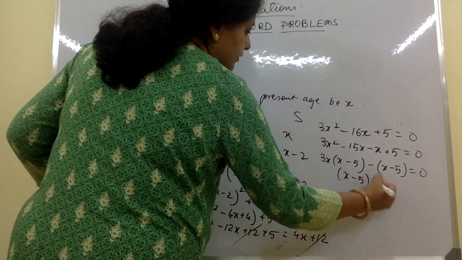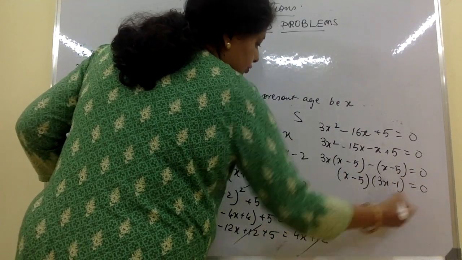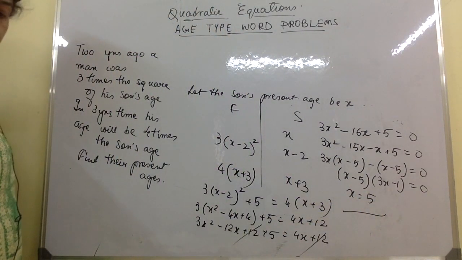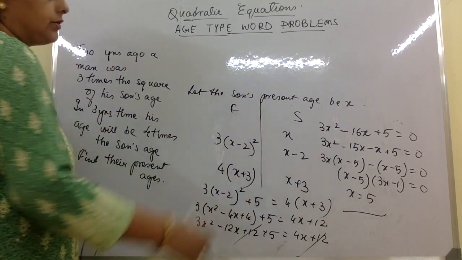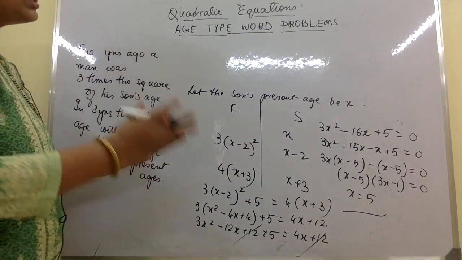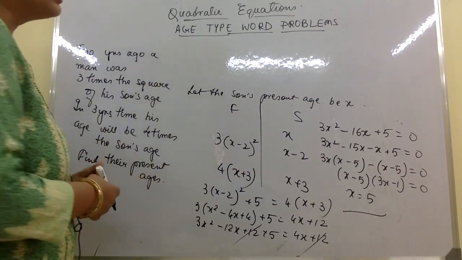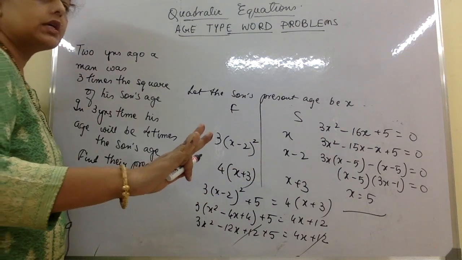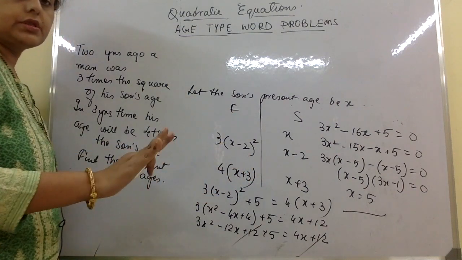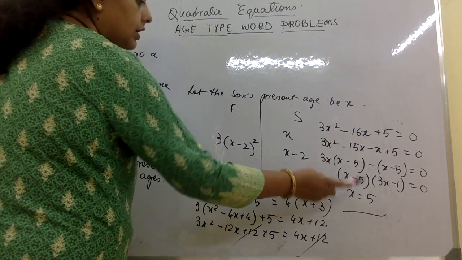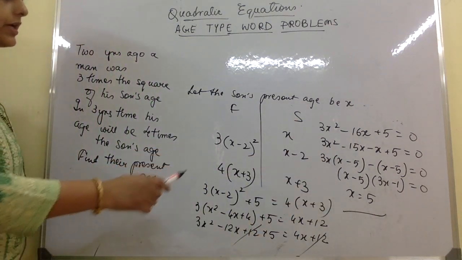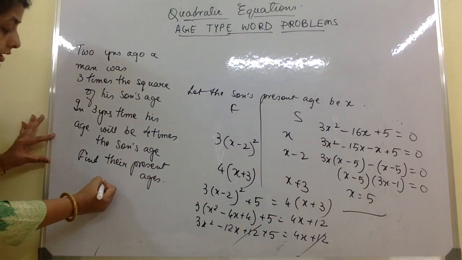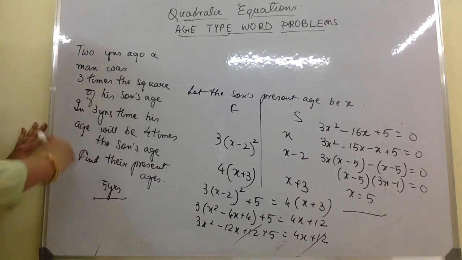x minus 5, 3x minus 1 is equal to 0. x is equal to 5 is the answer that I am going to take. Okay, I am not going to take the 1/3 value. Okay, because if they are talking in years, I can't take 1/3 of a year. So here x is equal to 5. So age type sums always take non-fractional, non-negative values. Okay, so son is 5 years. If son is 5 years, then what is asked? 5 years. So son's present age is 5 years and father's present age.